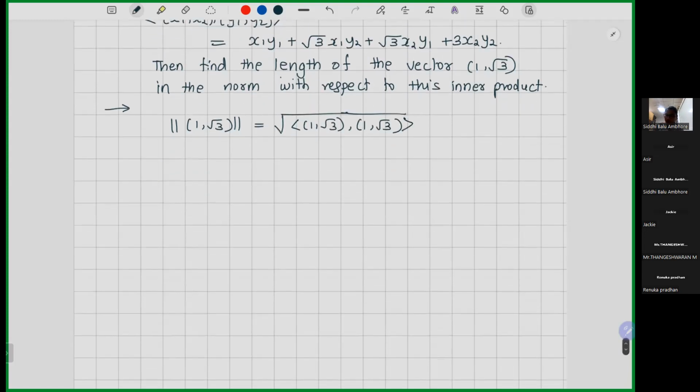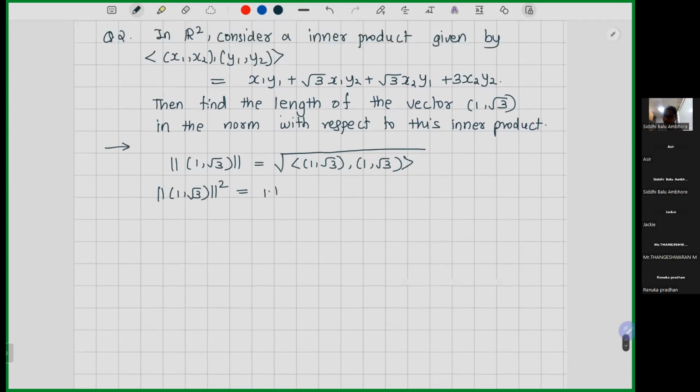Inner product, square root of inner product. Given the inner product, instead of writing the square root every time, let me take the square on both sides. And then it will be what?